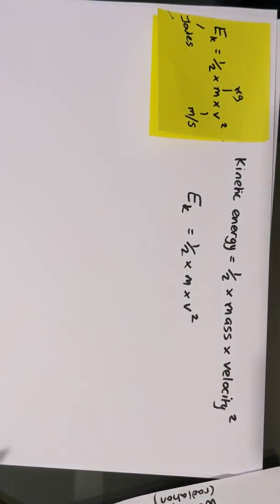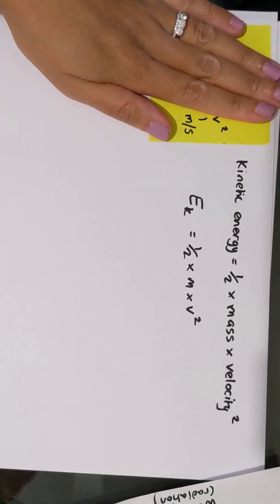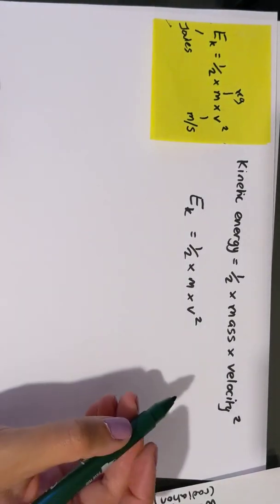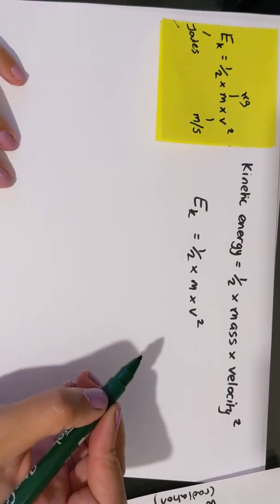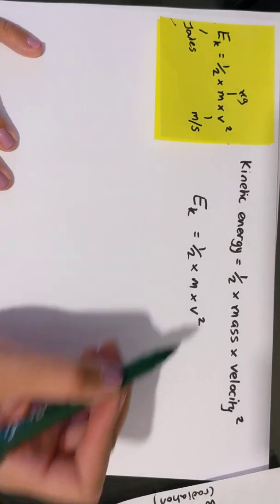Now you could put this equation into a formula triangle, but you have to understand it mathematically in order to use the formula triangle, so I find it kind of pointless to try to do that. So instead of doing that, we do it mathematically. First off, I'm going to rearrange this algebraic equation to solve for mass.